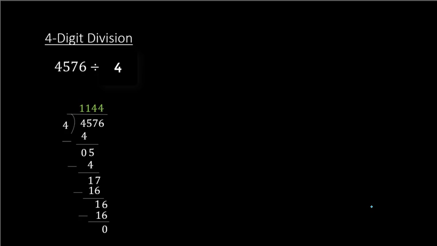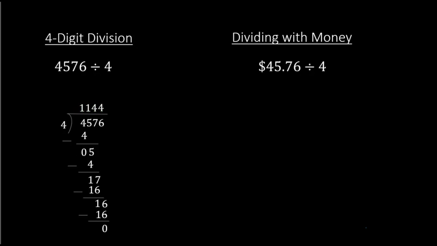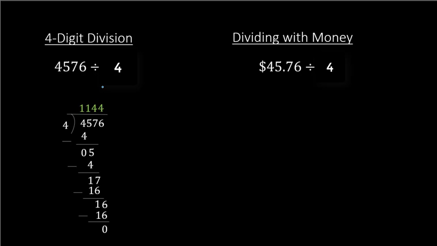Now, the second half of the lesson was working with division with money. So instead of 4,576 divided by 4, what if we were dividing $45.76 by 4? Well, it's really all the same steps. So we divide like we would normally. The only thing to account for is the decimal point. So we just need to figure out where the decimal point is going to go.